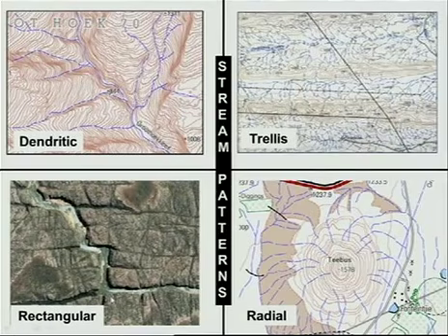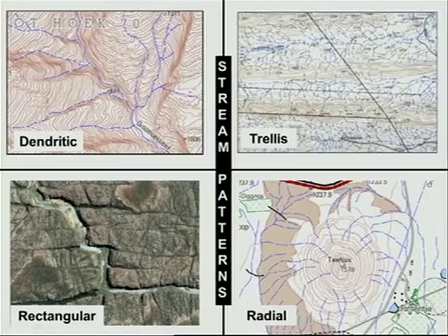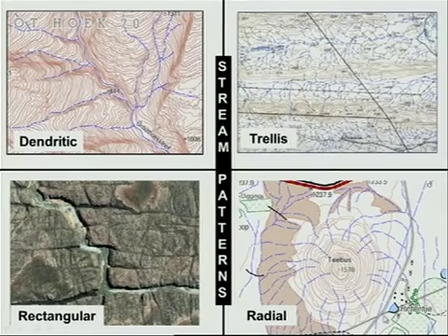Okay, now have a look at this one. Now here we've got the radial one. Here we've got a high point here, a high point. And here we see that the radial drainage pattern, stream patterns, we see that they are actually radiating away from the highest point that we've got here.